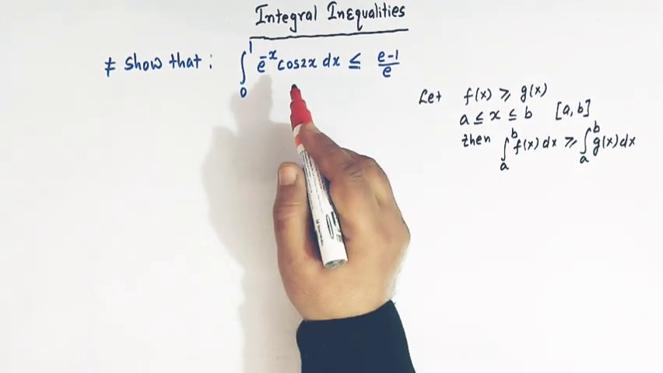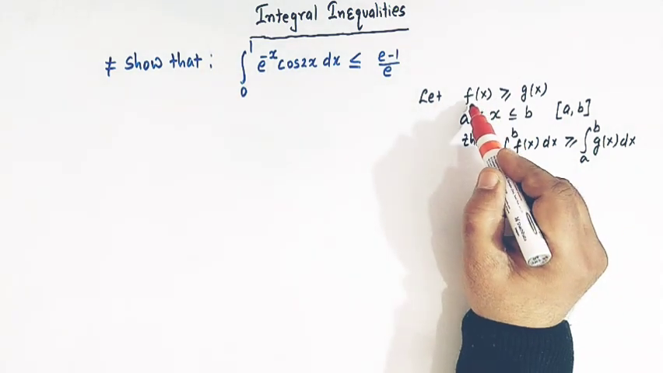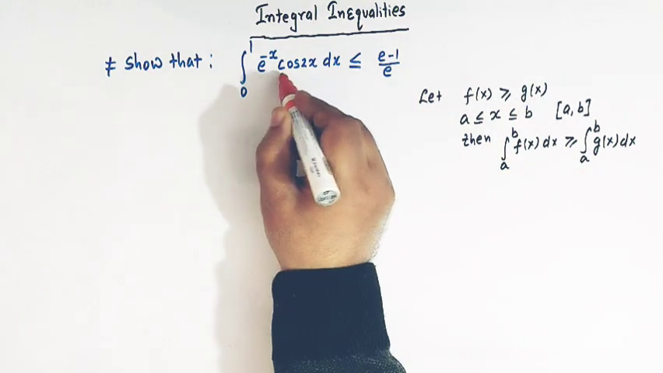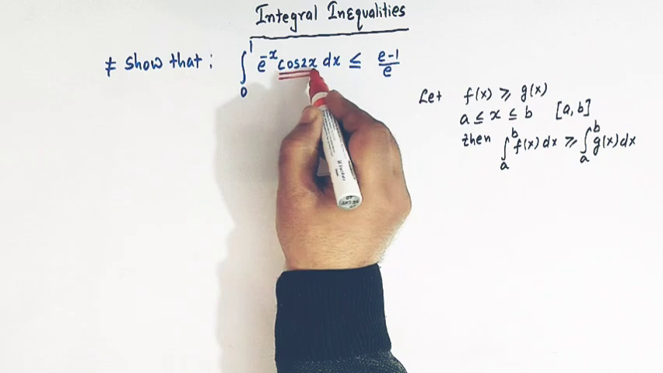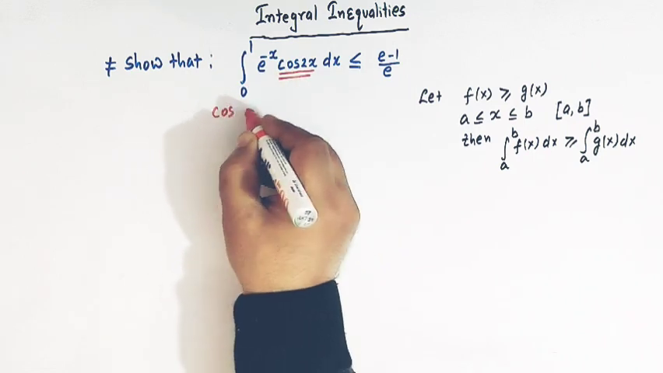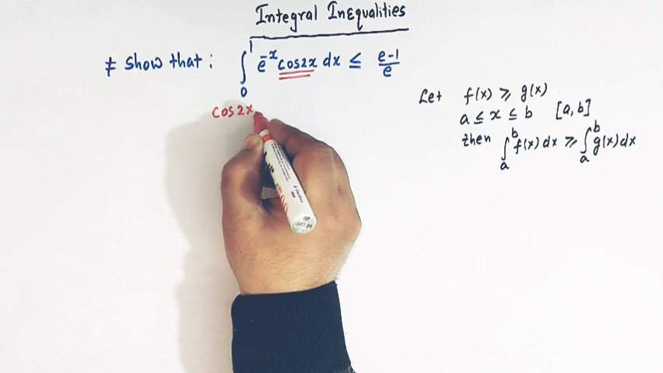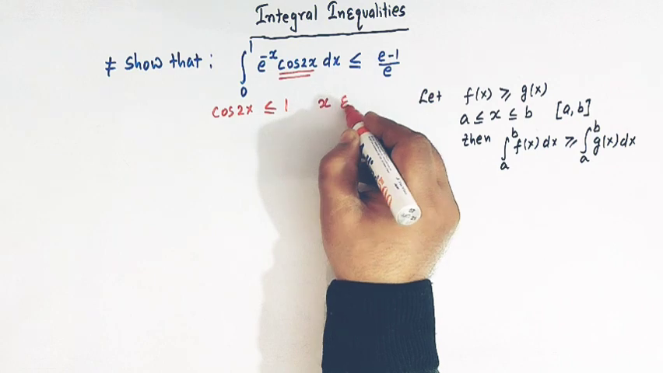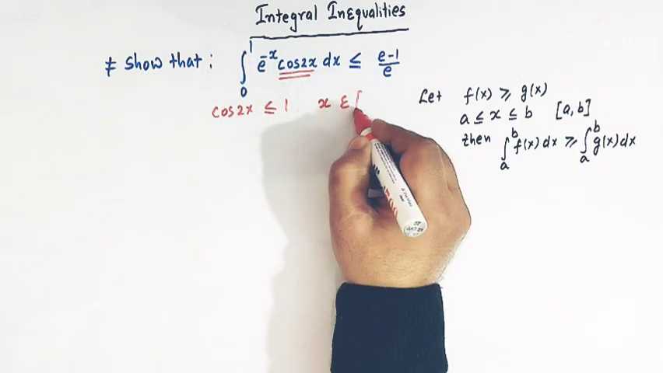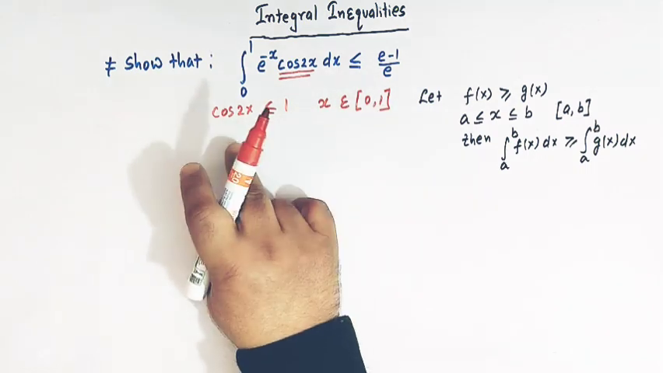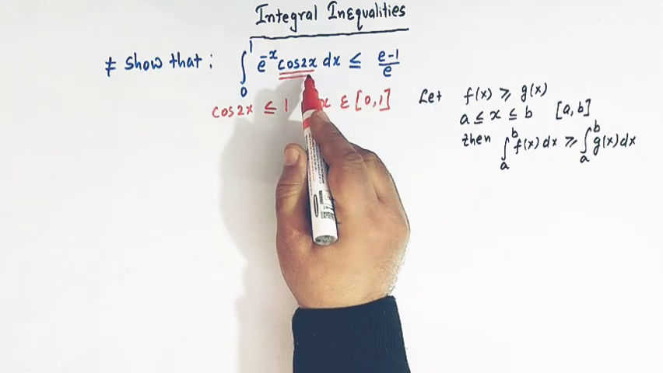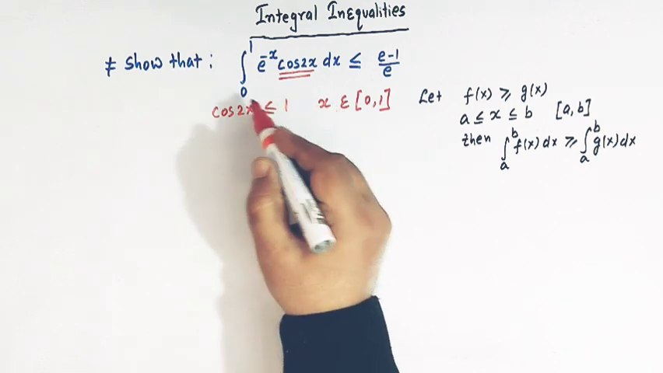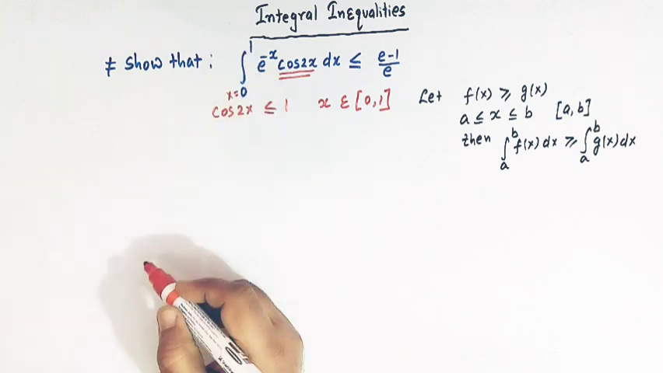So here we have to first find out the functions f of x and g of x. So we'll start with the cosine of 2x. Now see, from trigonometry we know that cos 2x is less than or equal to 1 whenever x belongs to the interval 0 to 1. So this is the first step to solve this problem. So cosine 2x is less than or equal to 1 when x goes from 0 to 1.